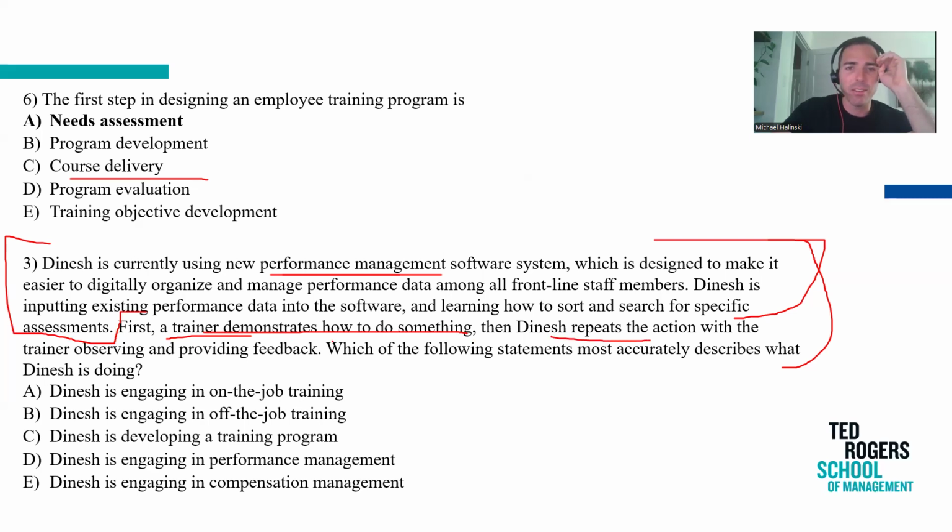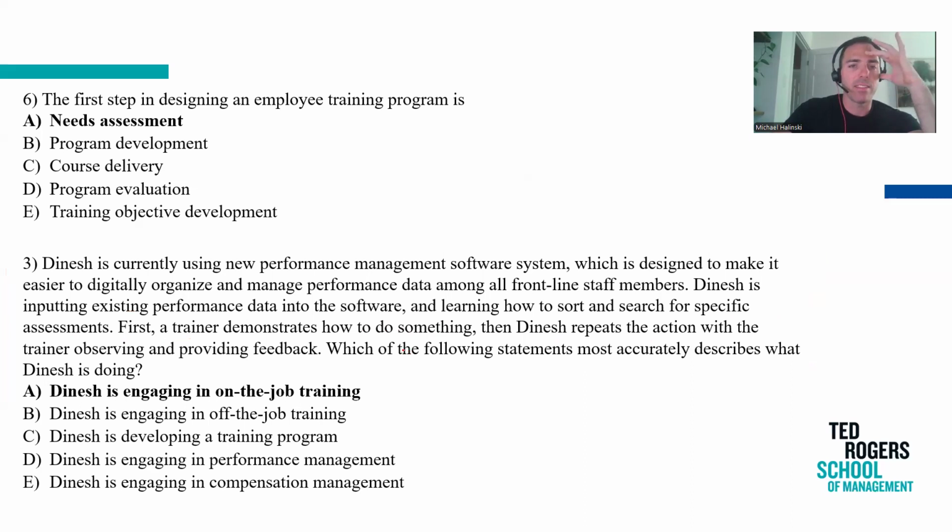So trainer does an action, Dinesh repeats, trainer provides feedback. Okay, what is it? Well, it's on the job training. You're interacting with a trainer in real time, you're performing the work, there's back and forth going on. Whether you call this a trainer, somebody more senior, an experienced employee, or a mentor, those are all synonyms you could use, but it's the same kind of idea taking place.